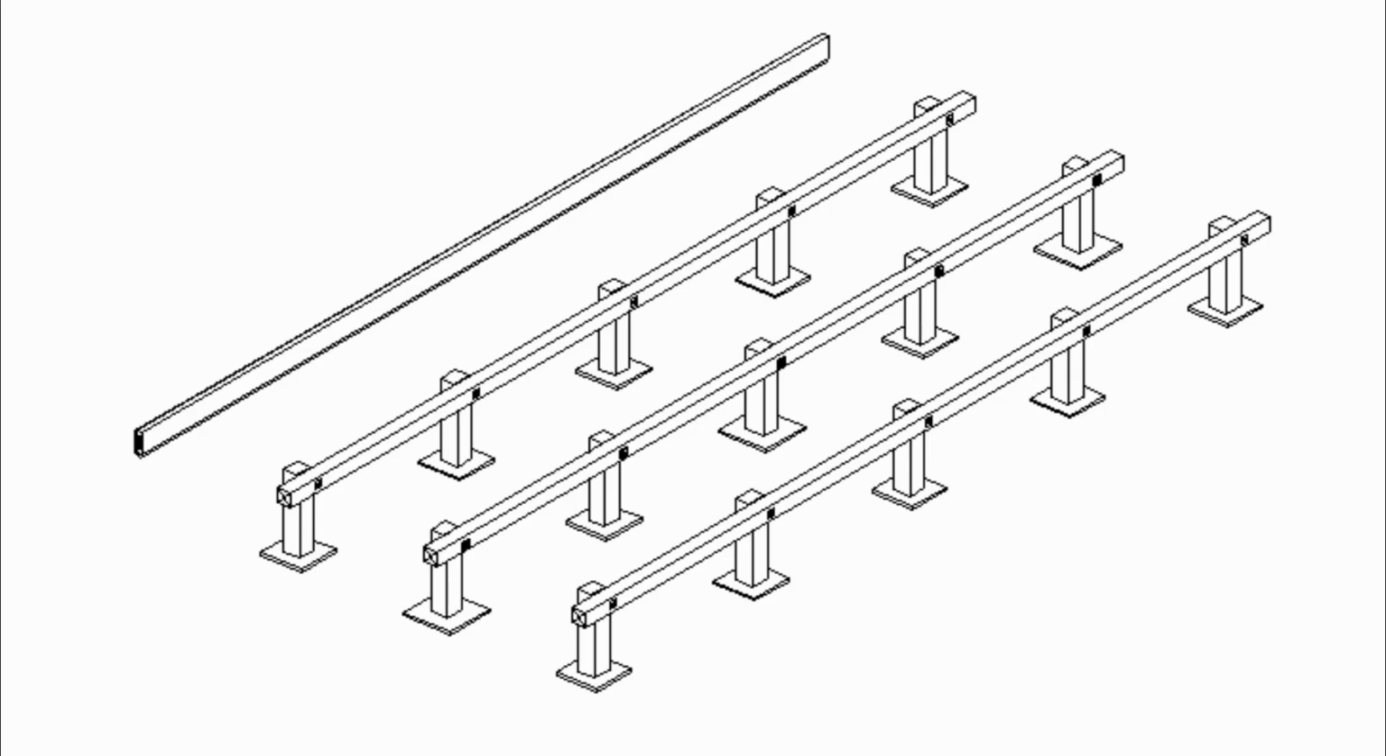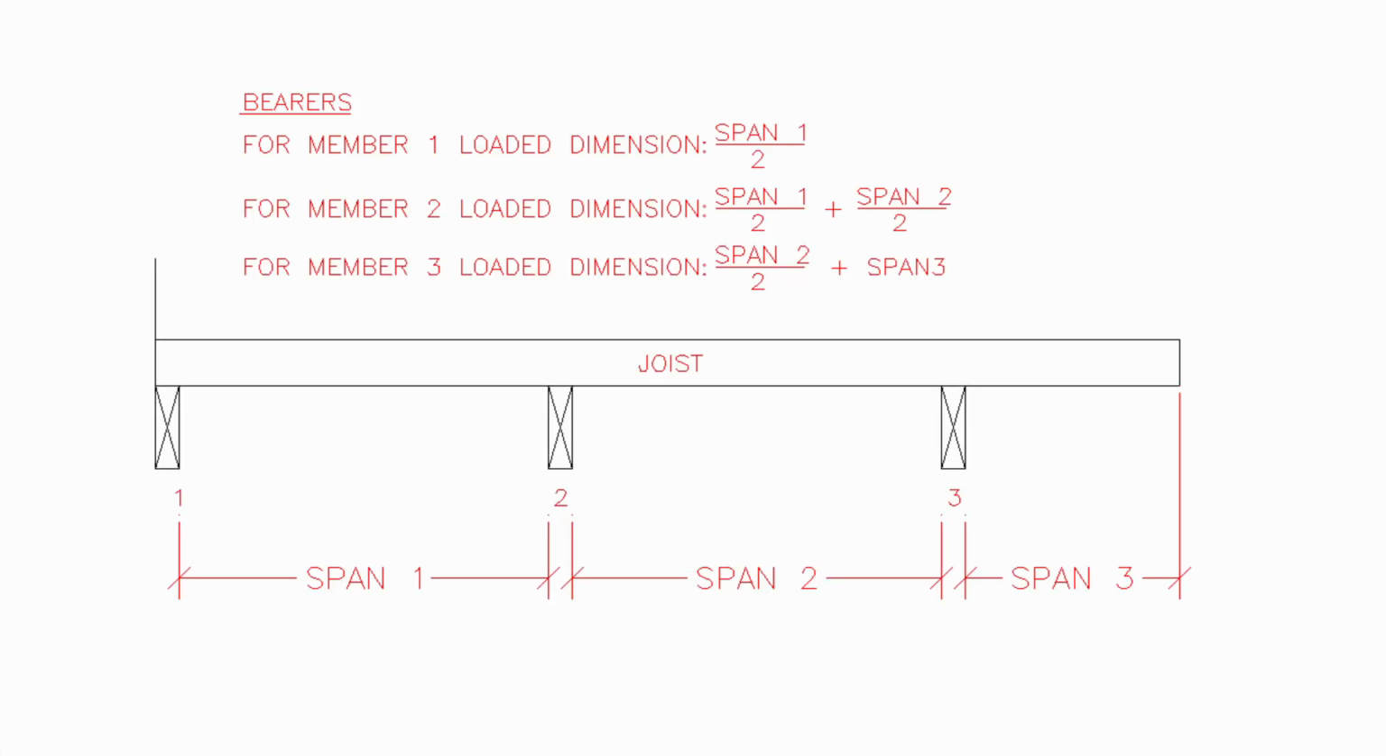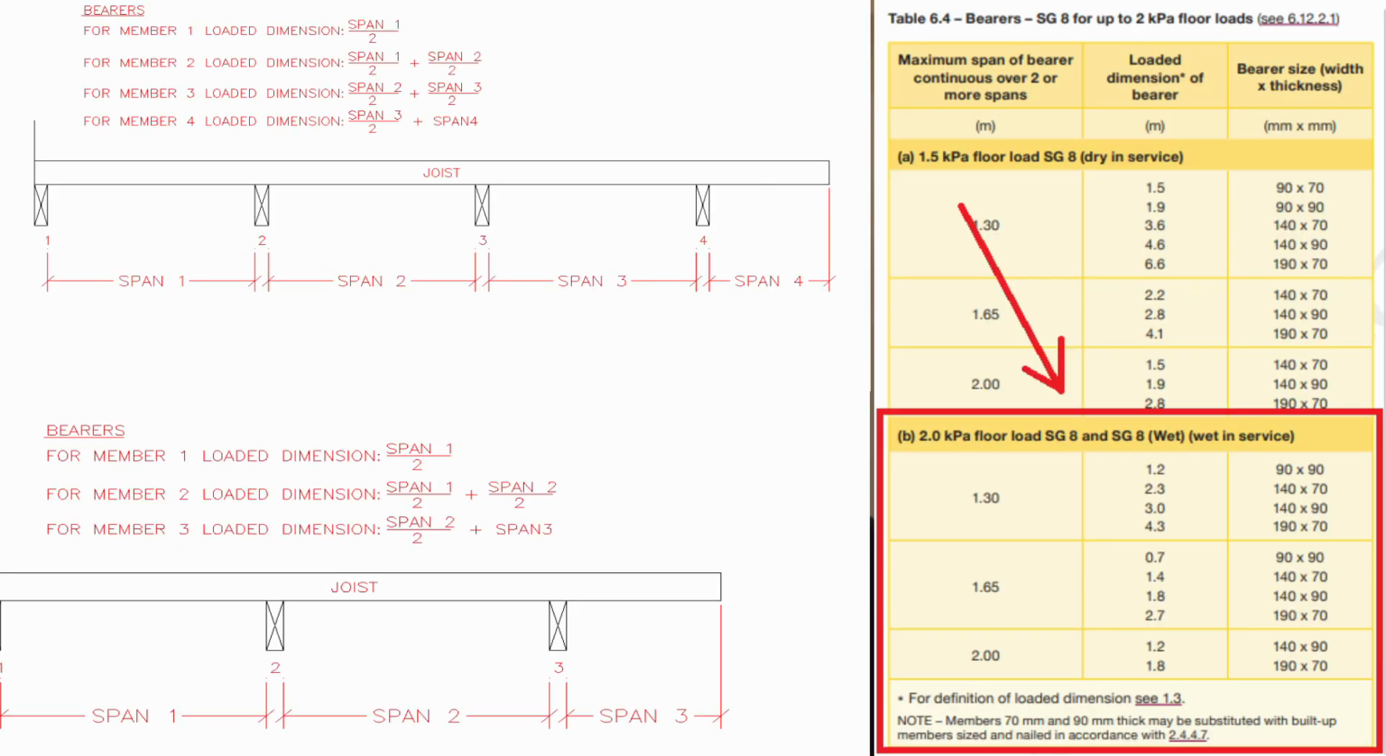To work out how many rows of bearers you need, you'll need to look at the loaded dimension diagram and also at the bearer table. These two need to be used together. Another thing is that there may be more than one option for bearer sizes and spacing, so you just need to pick one that's going to work for you.